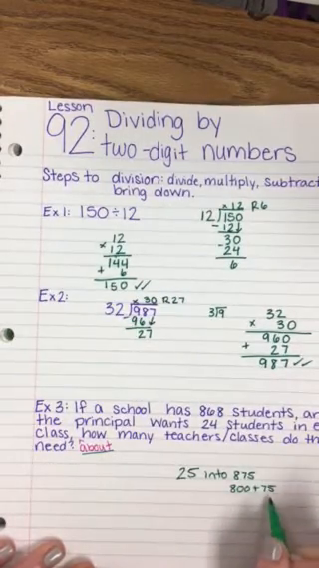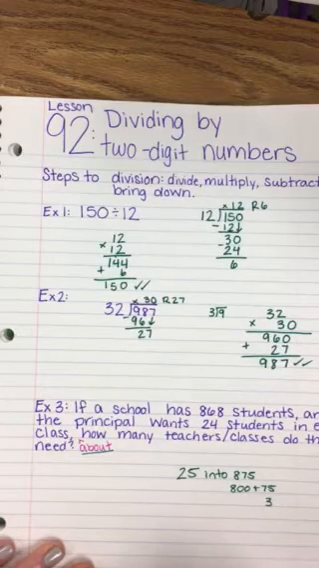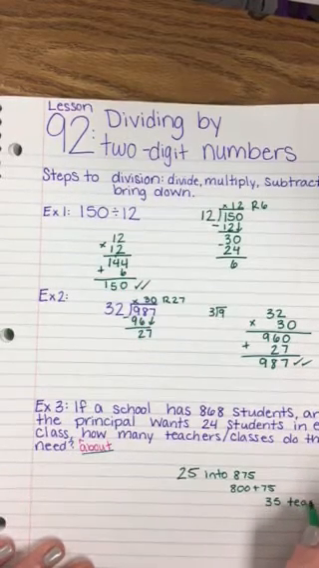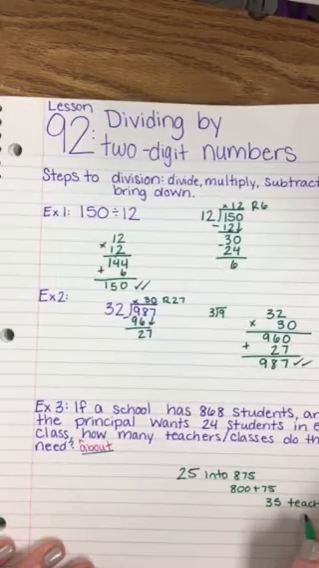And we know 25 can go into 75 3 times, and 25 can go into 100 4 times. So that means 25 can go into 800 many more times. 875 divided by 25 is 35. So there are about 35 teachers needed.